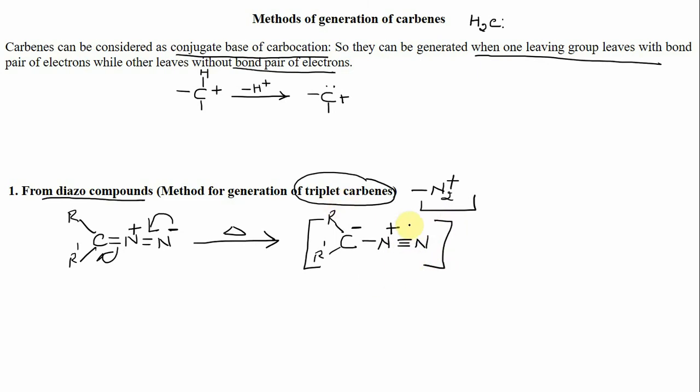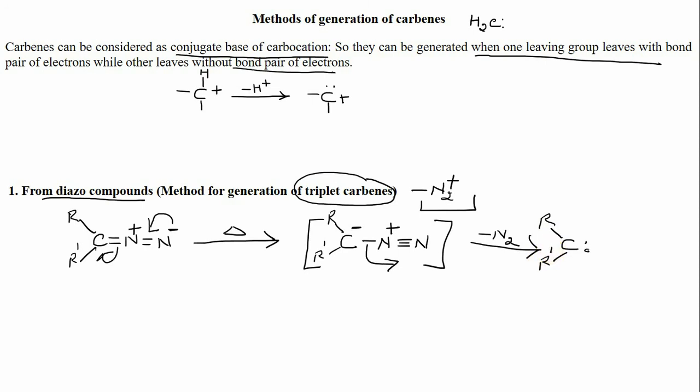Now this diazo group is highly unstable. This diazonium group, which is formed over here, is highly unstable. This group is called the diazonium group. This is the diazo group. So upon heating, this group leaves as a nitrogen molecule with the bond pair of electrons. Since there is a positive charge, it will go out with the bond pair of electrons, leaving a positive charge and this negative charge over this carbon, which is our carbene. So this results in the formation of carbenes.